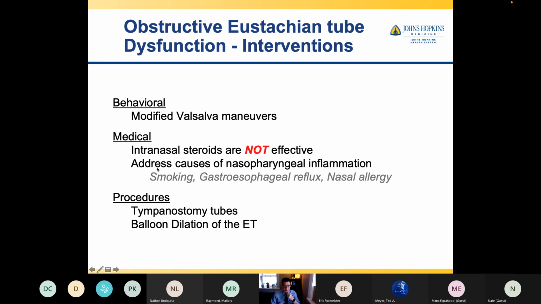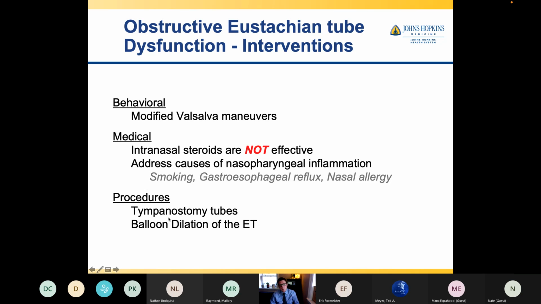When I see a patient and think about medical management, I want to address causes of inflammation. So smoking, gastroesophageal reflux and nasal allergy are the biggest contributing factors for inflammation around the eustachian tube that makes it more difficult for them to open it when they swallow and yawn.